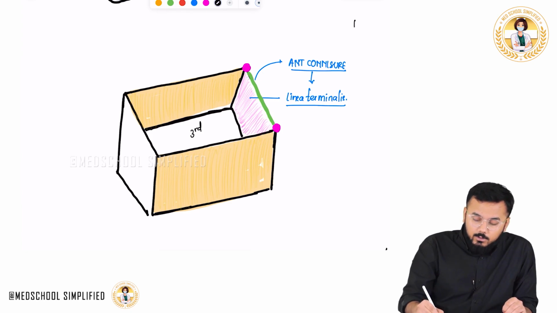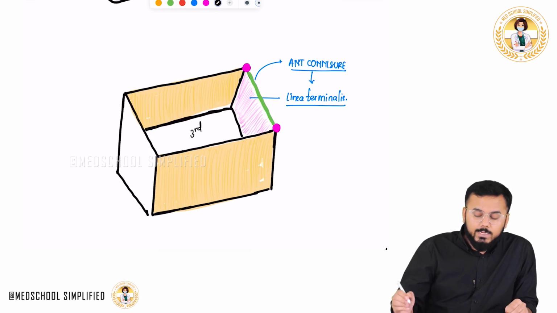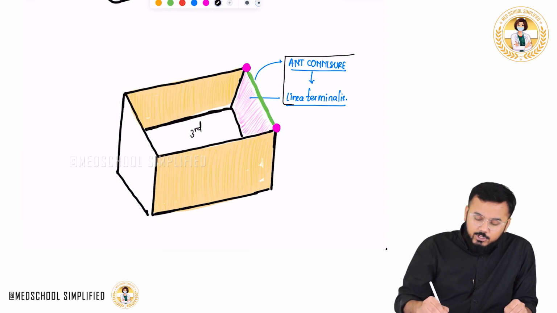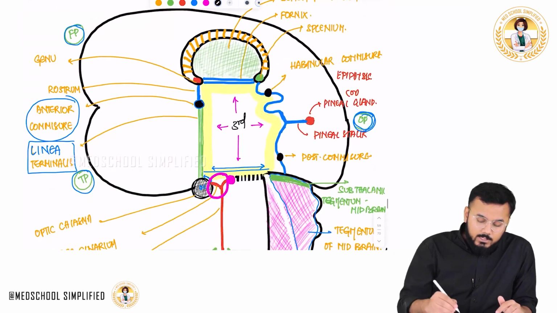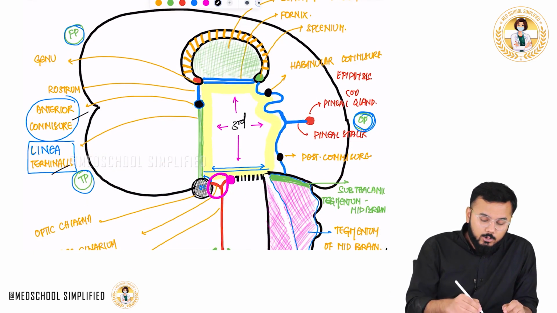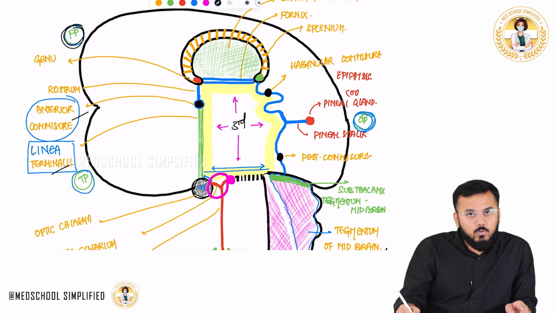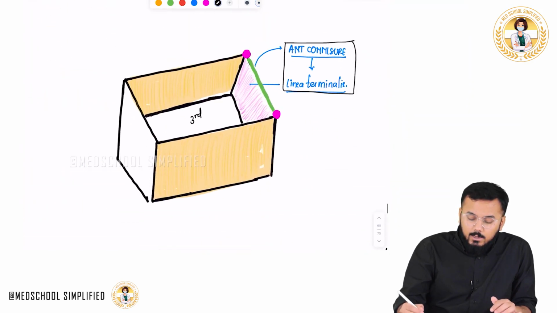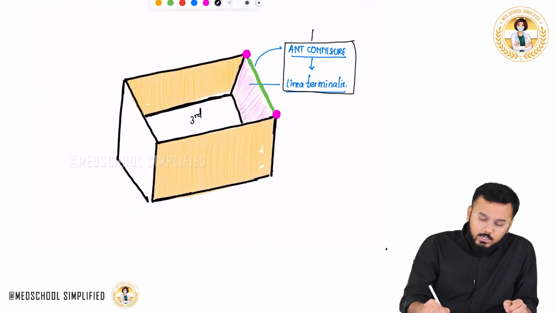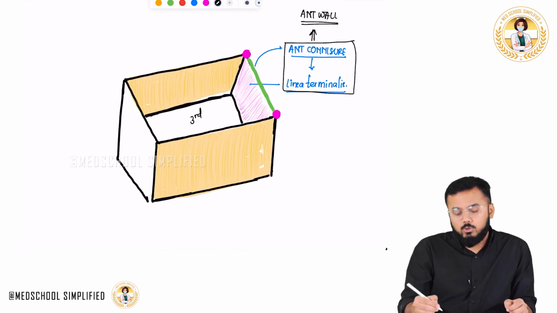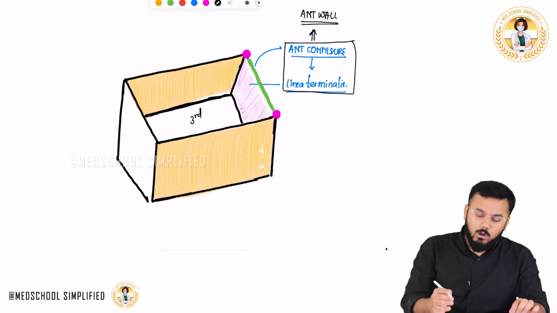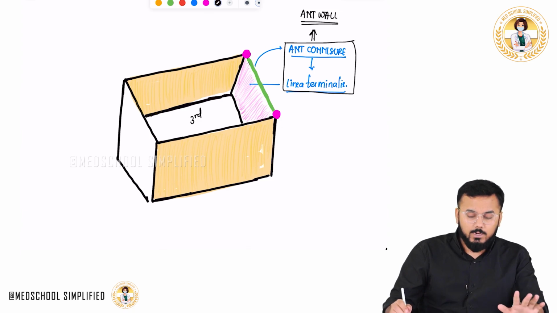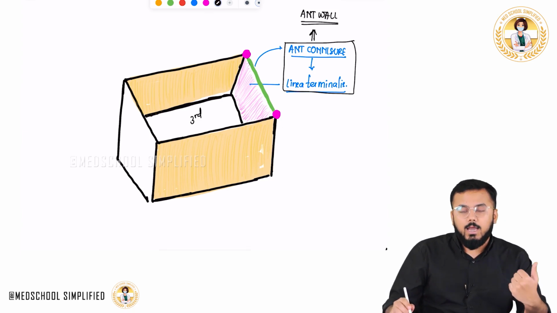By the way, this is the frontal pole, the anterior wall, where linea terminalis and anterior commissure are present. Here also, the anterior commissure and linea terminalis are towards which pole? Frontal pole, which is the anterior pole. So both of them are located in the anterior wall, and both form the anterior wall of the third ventricle. Yes or no? The anterior wall of the third ventricle is formed by two important structures, the anterior commissure and beneath that the linea terminalis.